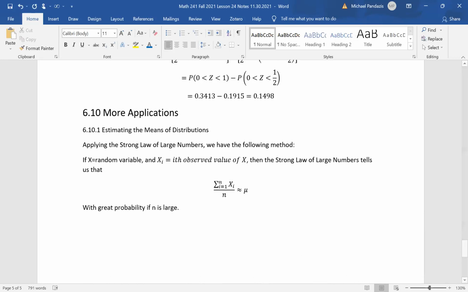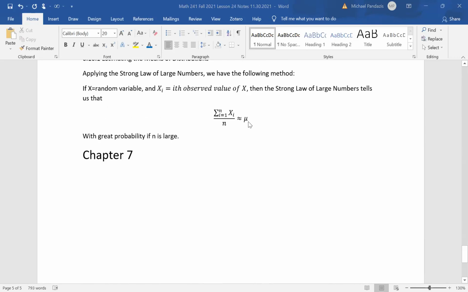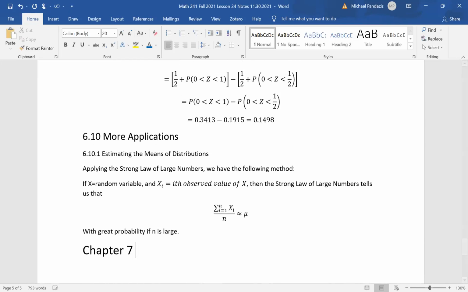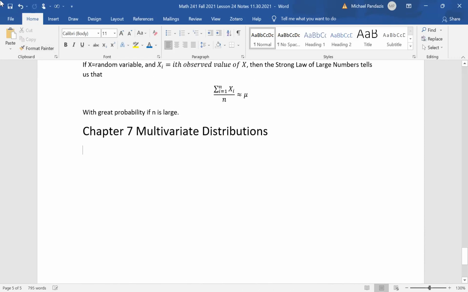And so that is the end of chapter 6. And so we are now on chapter 7. Okay, good. So chapter 7 is on multivariate distributions. Okay, so 7.2 is on multivariate distributions.